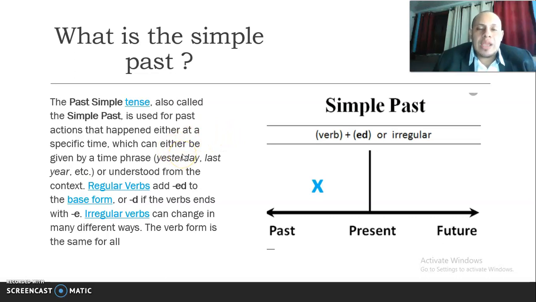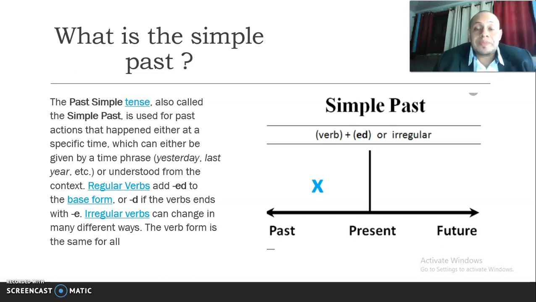So why do we use simple past? Simple past is used to describe or talk about situations that already happened, and also situations that happened at a specific time, either yesterday, last year, or last week, or something like this. And we have two different kinds of verbs, the regular and the irregular verbs.